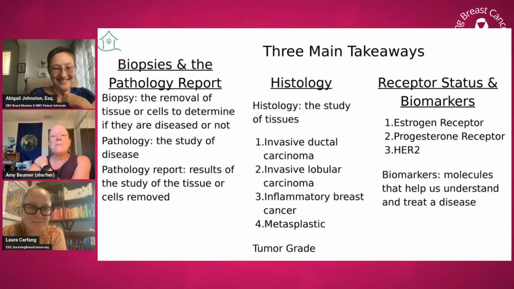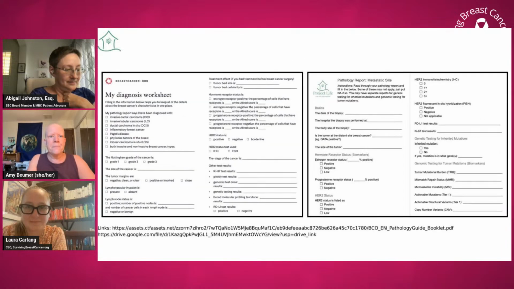Finally, we'll talk about receptor status and biomarkers. One of the really important things you can see on a pathology report is, are you estrogen receptor positive or negative, progesterone receptor, and what is the status of HER2? We'll talk more about biomarkers and definition, really important. These are molecules that help us understand and treat a disease, in our case, breast cancer.